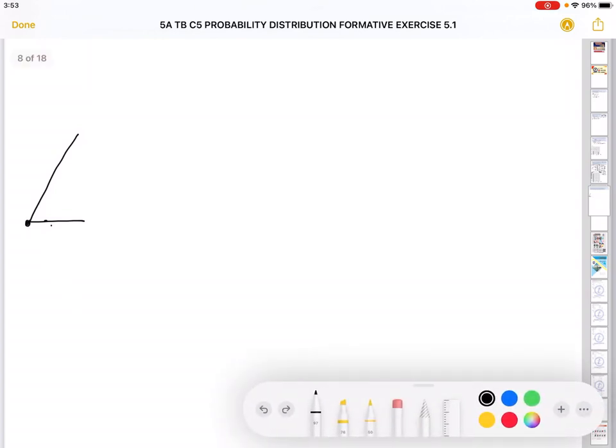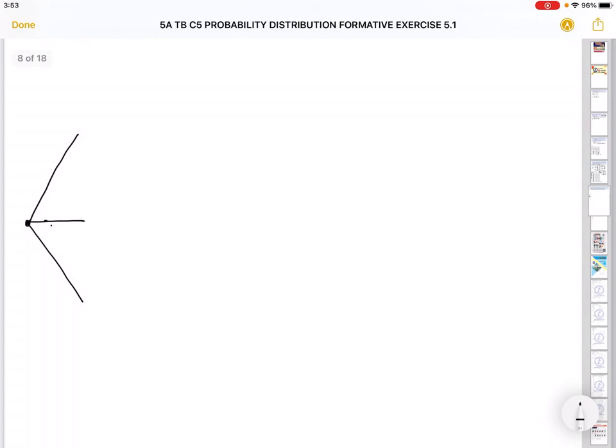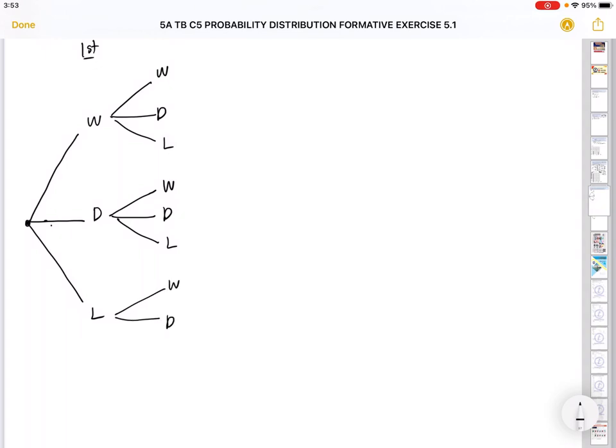Okay, so when you play the first game, there are 3 possibilities. You can win, you can draw, or you can lose, right? So the second game also, this is your first game. Second game, you can win, you can draw, you can lose. Win, draw, lose, win, draw, lose. Okay, we can see that. This is your second game.